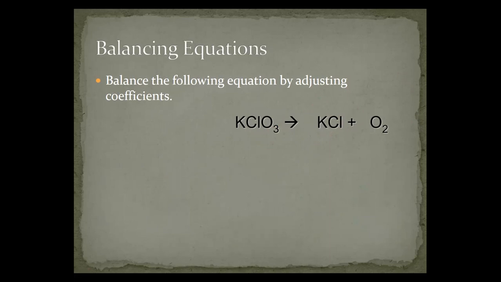So the first thing I do is I make my table. So make your table, reactant side, product side, and then I'm going to list all 3 separately. So the first one I have is K, which is potassium. The second one I have is Cl, which is chlorine. And the last one I have is O for oxygen. All right, so now I have my table set up. So now I count my atoms.